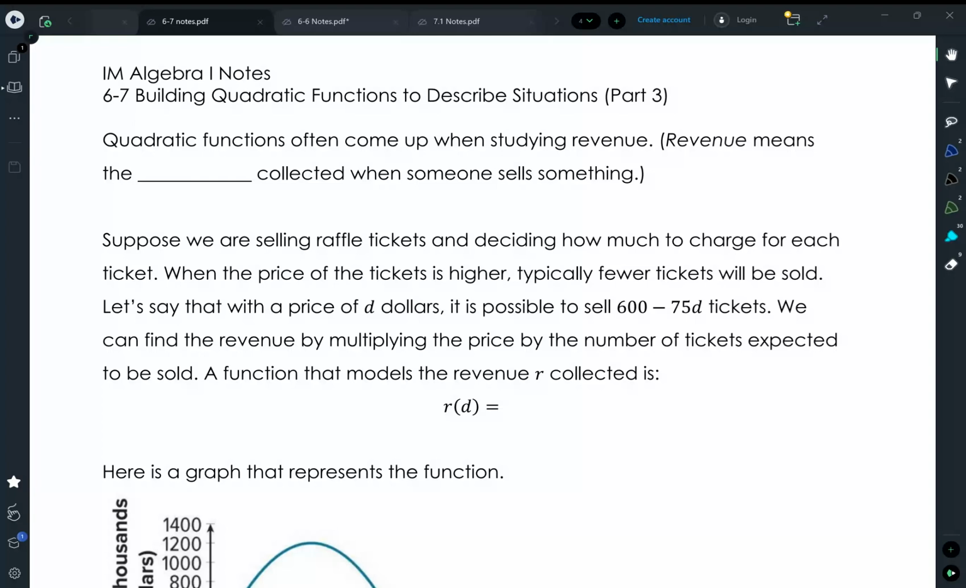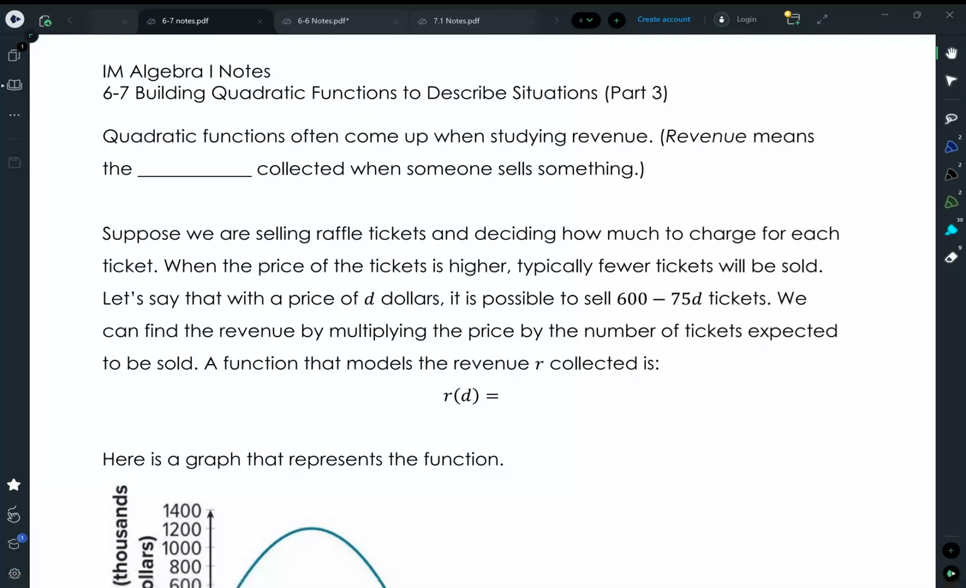Hello class, these are Algebra 1 notes for section 6-7. We are still building quadratic functions to describe situations. So we've looked at patterns that give us quadratic functions. We've looked at maximizing the area given an amount of fencing or perimeter. We have looked at projectile motion, and now today we're going to look at revenue.